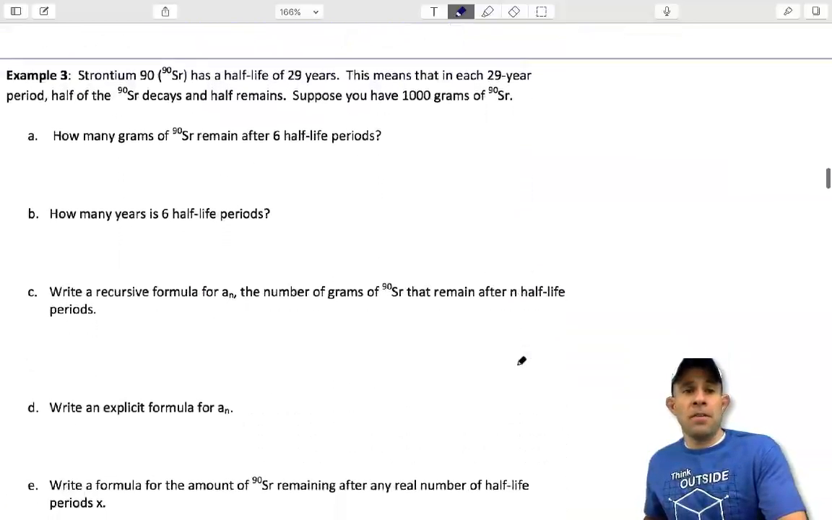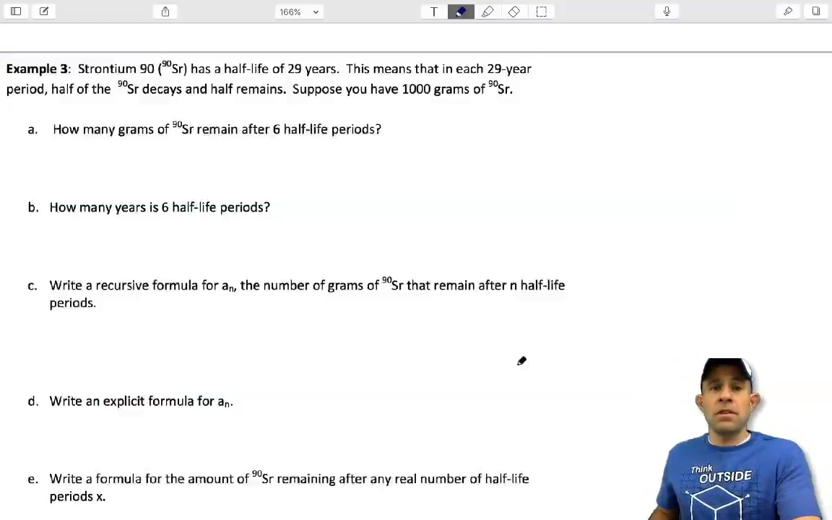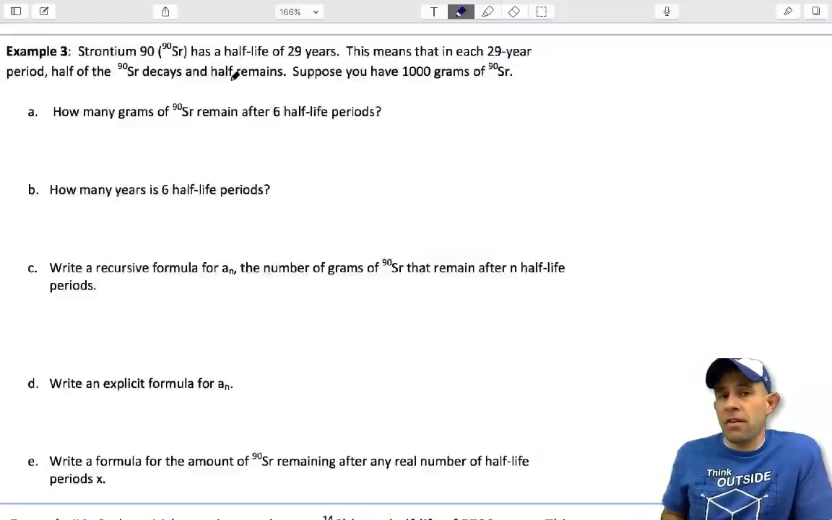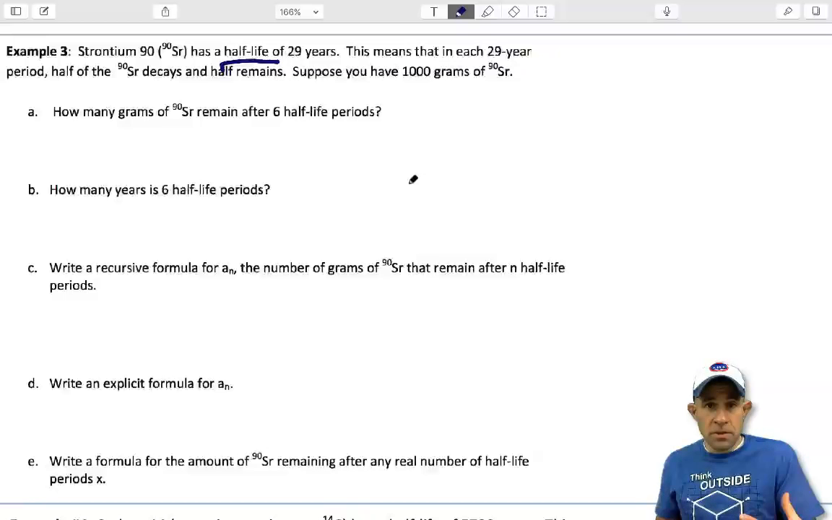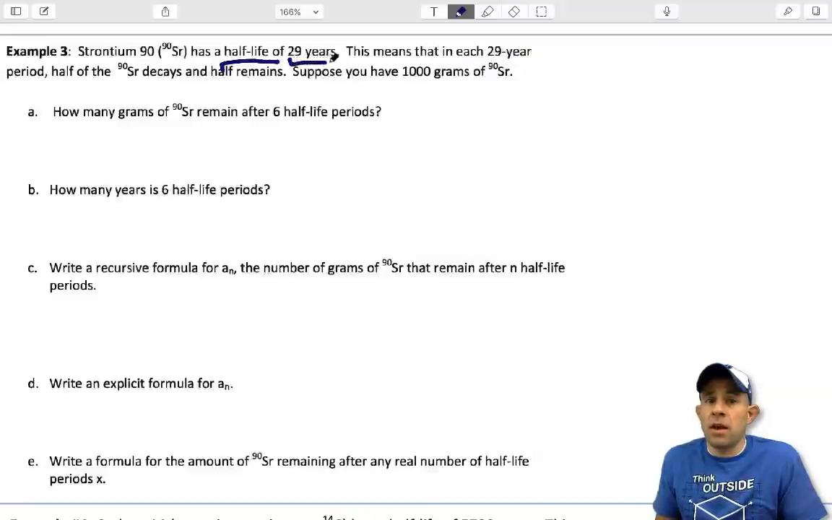All right, now here's an example. Example 3 gets into this idea of half-life. And half-life is simply the time period it takes for a substance to decay to half its original amount. So we have strontium-90 has a half-life of 29 years. This means that each 29-year period, half of the strontium-90 will decay and half will remain. So it says, suppose you start off with 1,000 grams. How many grams of strontium-90 will you have after 6 half-life periods?